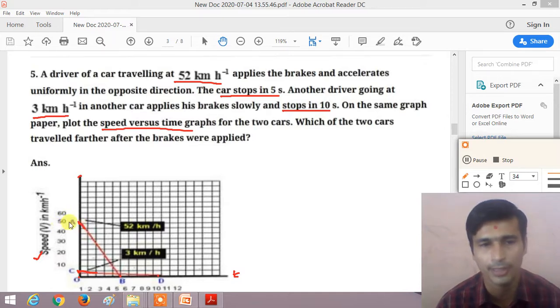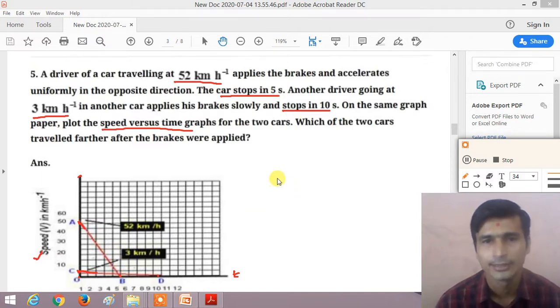It is at 52 kilometer per hour, and after 5 seconds, so at the 5 second mark we take the speed of the car as 0, we take a point B, and draw this line. This one is the speed time graph for car A.